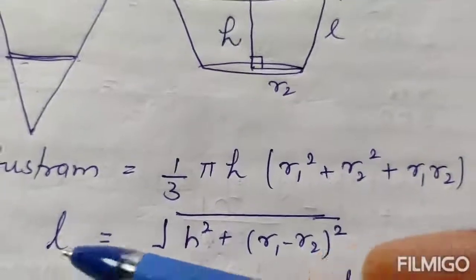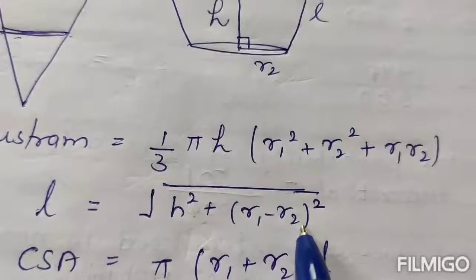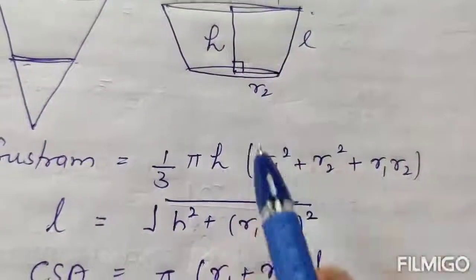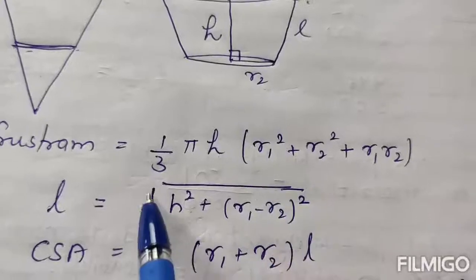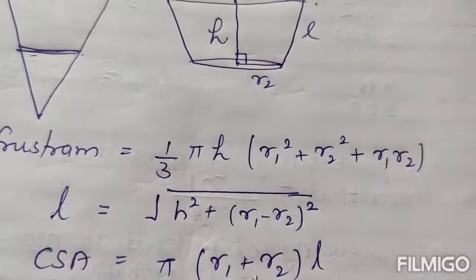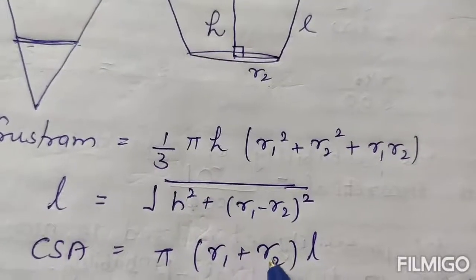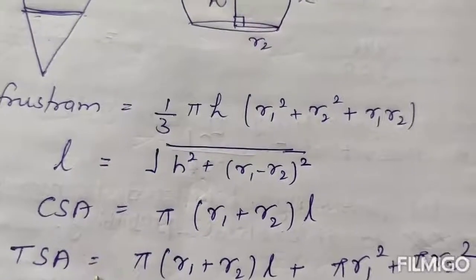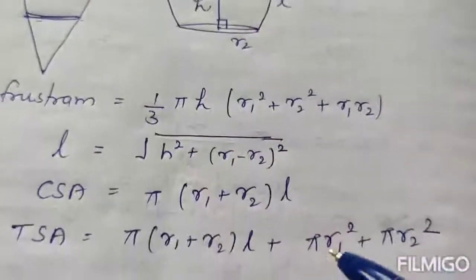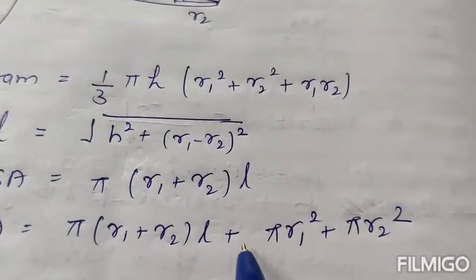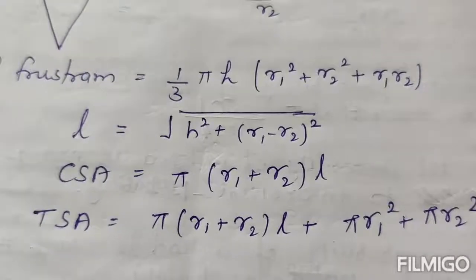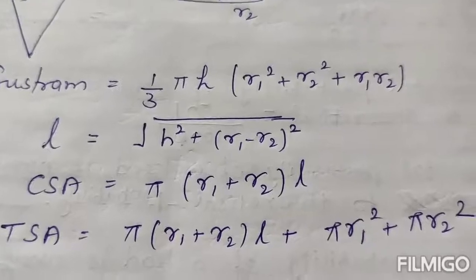Next, the slant height L is equal to the square root of h square plus R1 minus R2 whole square, where R1 minus R2 is the difference of these two radii. The curved surface area of the frustum is pi times R1 plus R2 into L. And the total surface area is the CSA plus the area of these two, top and bottom: pi R1 plus R2 L plus pi R1 square plus pi R2 square. These are the formulas of the frustum: volume, slant height, CSA and TSA.